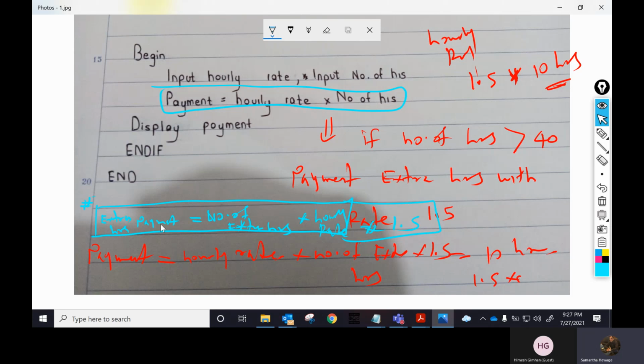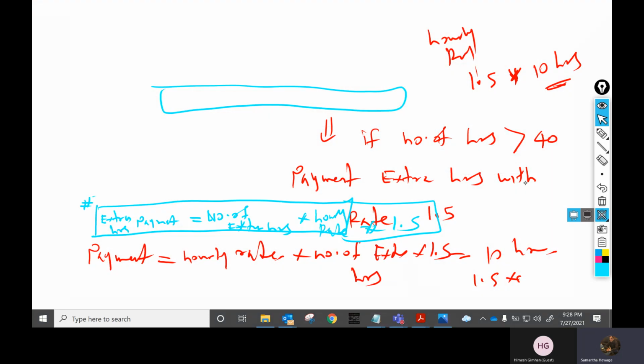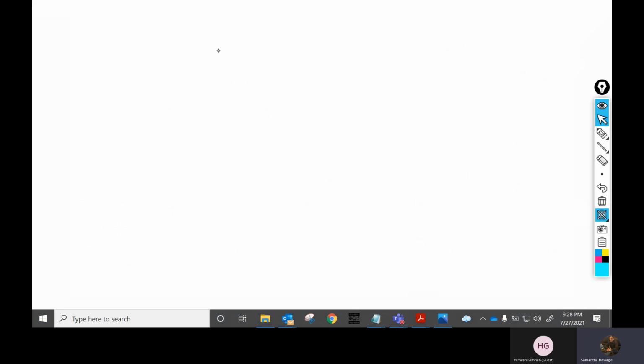After 40 hours, how many additional hours? For the additional hours, there will be a different payment method. That is rate into 1.5. Because the normal rate is 1000, for example, then 1.5 means 1500. Did you understand what I am saying? No, baba. I took 1500 as an example. You can put any amount you want.